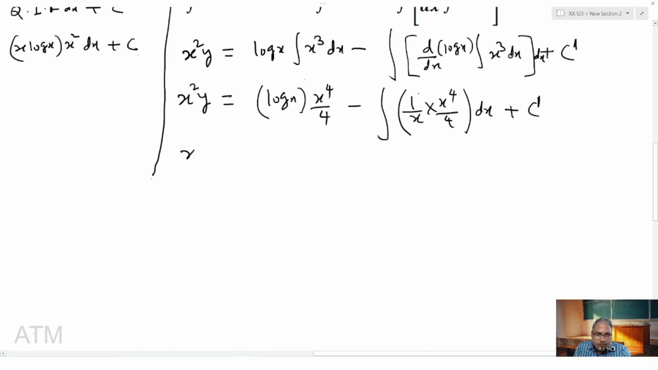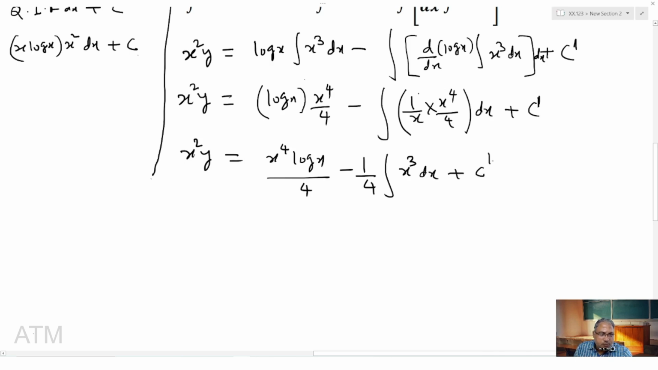Now next step, x square y equals x raised to 4 log x upon 4 minus 1 upon 4 outside, integration of x cube with respect to x plus c dash. So x square y equals x raised to 4 log x upon 4 minus 1 upon 4 integration of x cube, which is nothing but x raised to 4 upon 4, plus c dash.